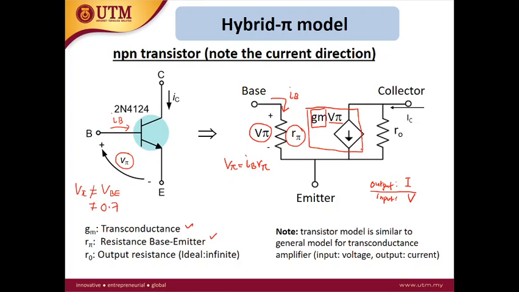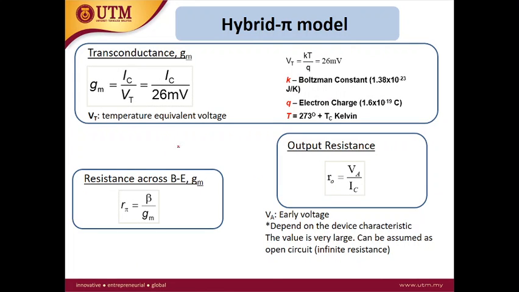And then, in parallel with the dependent current source, we have small r_o. Small r_o is called the output resistance. Ideally, this small r_o is very large or infinity. If the value is infinity, we can remove it, because it can be replaced by an open circuit. This is how we can calculate the transconductance, r_pi and r_o.